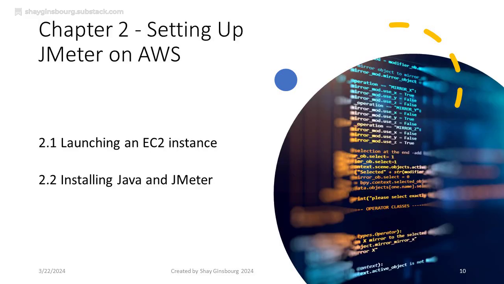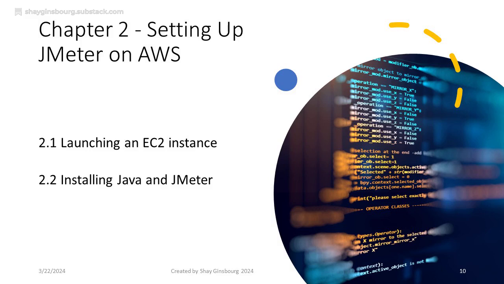In this pivotal section, we'll guide you through the essential steps to set up JMeter on an AWS, Amazon Web Services, environment. 2.1 Launching an EC2 instance. Buckle up as we dive into launching an EC2, Elastic Compute Cloud, instance. We'll walk you through the process step by step, ensuring you have a functional virtual server ready for JMeter testing. Whether you're new to AWS or a seasoned user, this section will equip you with the necessary skills.